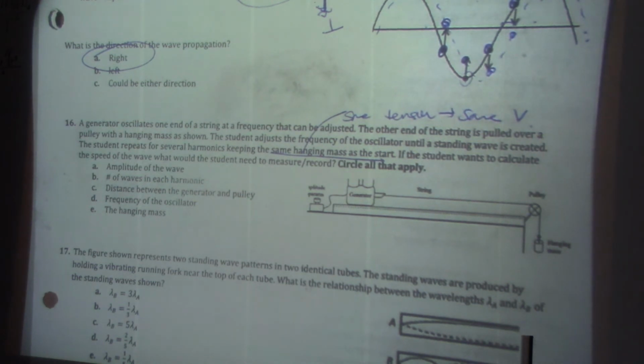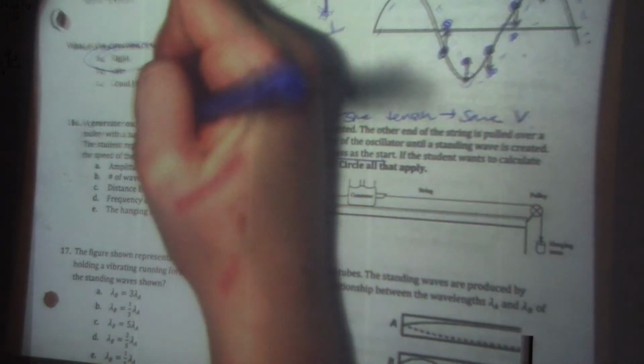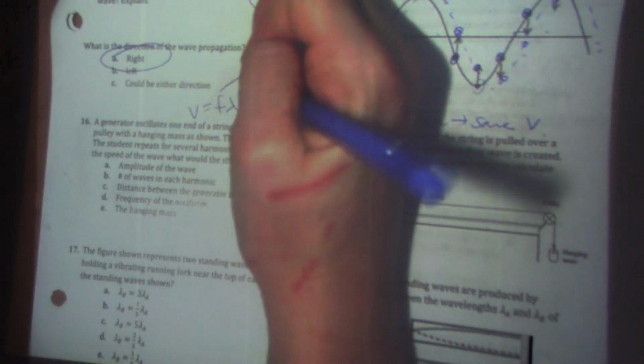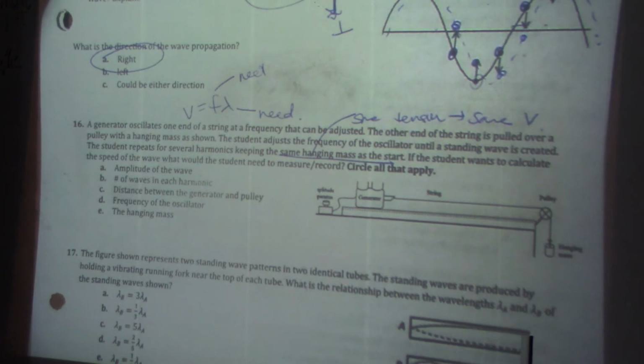And they want to calculate the speed of the wave. So speed of the wave is v equals f times wavelength. So basically that means you need the frequency and you need the wavelength. Amplitude has nothing to do with the speed of the wave, so that's not going to be helpful.